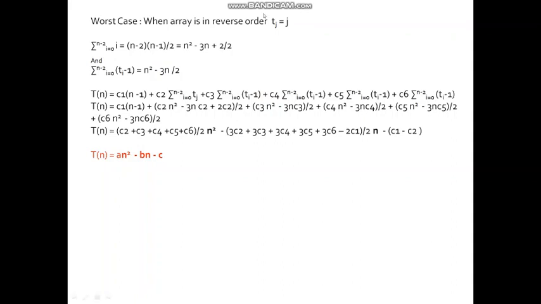Similarly, in the worst case, the array is in reverse order, so we have to swap all the elements in the array. Like the best case, we also have the time equation in the form of a quadratic equation, which is an square minus bn minus c. So the worst case complexity will become big O of n square.